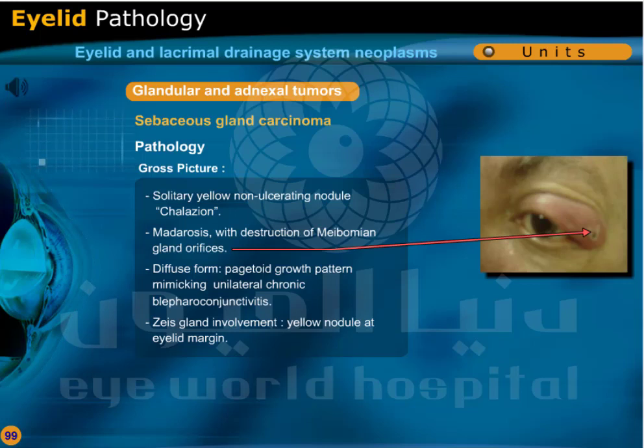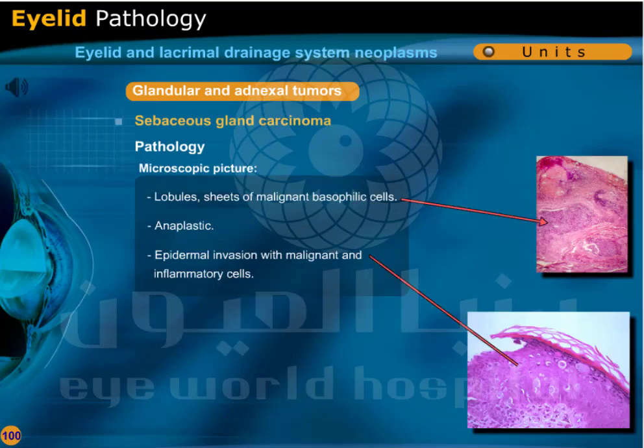In the diffuse form, there is a pagetoid growth pattern mimicking unilateral chronic blepharoconjunctivitis. This gland involvement appears as a yellow nodule at the eyelid margin. Microscopically, there are lobules and sheets of malignant basophilic cells. The tumor is anaplastic with epidermal invasion and inflammatory cells. There are intralesional lipids, as demonstrated by oil red O stain.